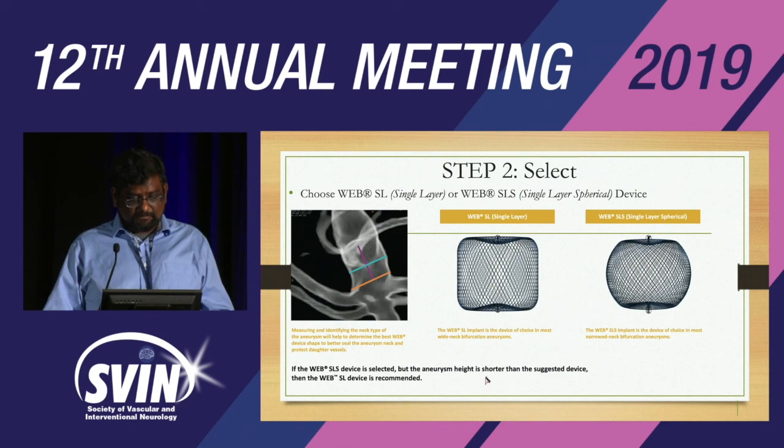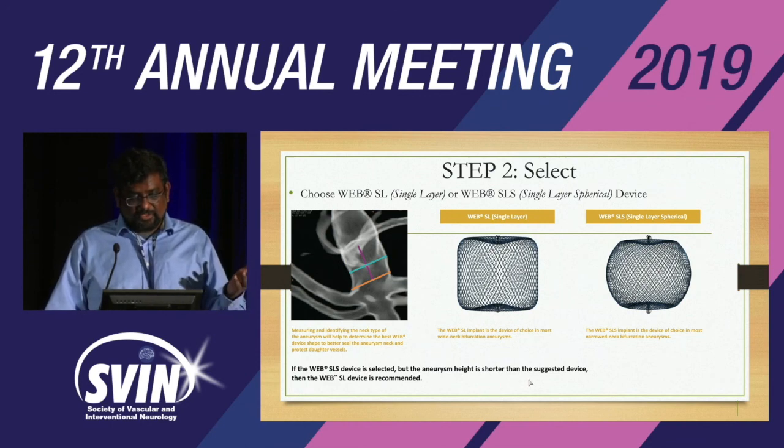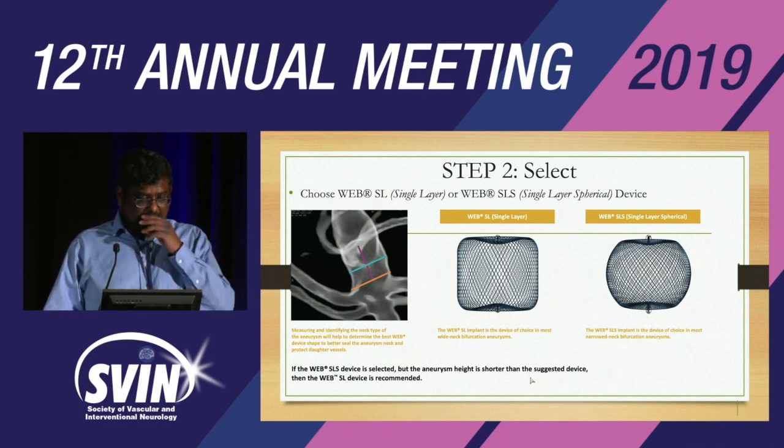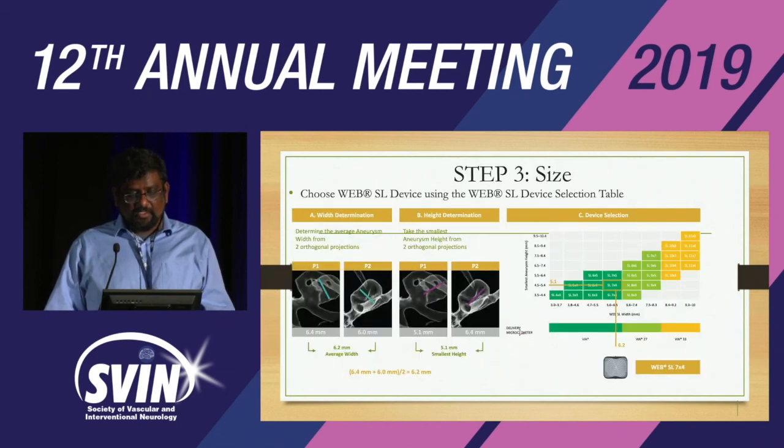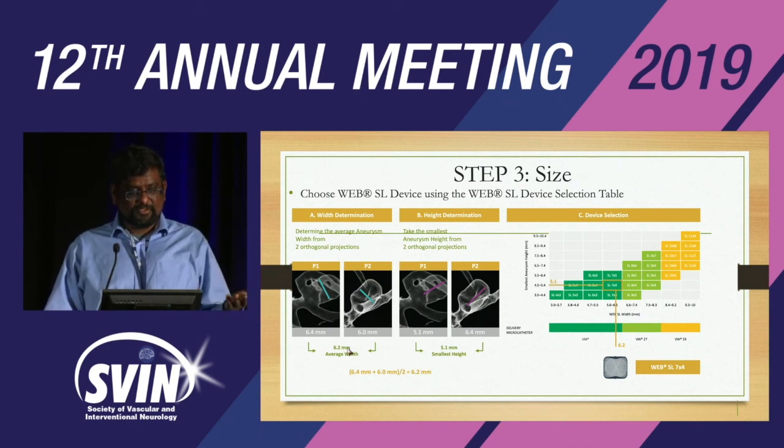So selection of the device. Here it says if a WEB SLS device is selected, and the aneurysm height is shorter than the suggested device, then you use the SL device, because SLS has fewer sizes available. My general approach, so here's the smallest height. That is the height you have to worry about, and this is the average width. My approach is always to undersize on the height and oversize on the width, and that is the traditional approach. You usually go up 1 millimeter on the width, so it's at 6.2.